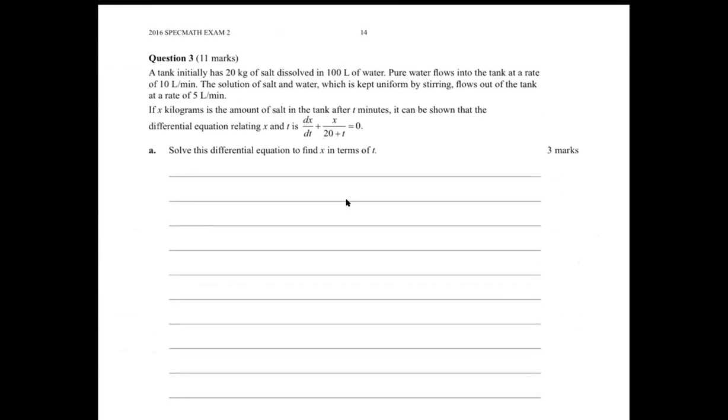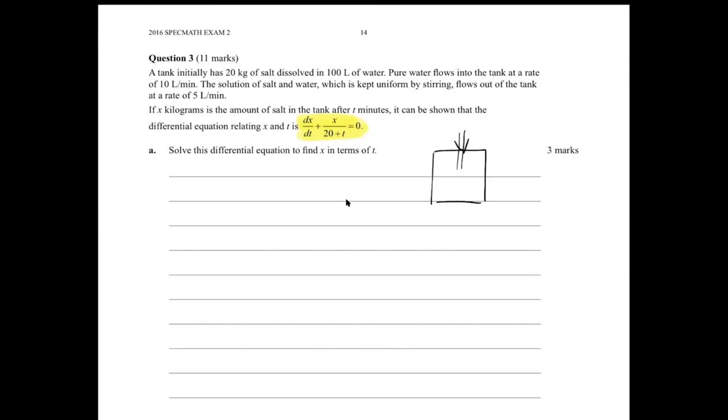A tank initially has 20 kilograms of salt dissolved in 100 liters of water. Pure water flows into the tank at a rate of 10 liters per minute. Okay, so they give you the differential equation already. You don't need to derive the differential equation for the first case, but if you really want to derive the differential equation, it's not very hard at all.